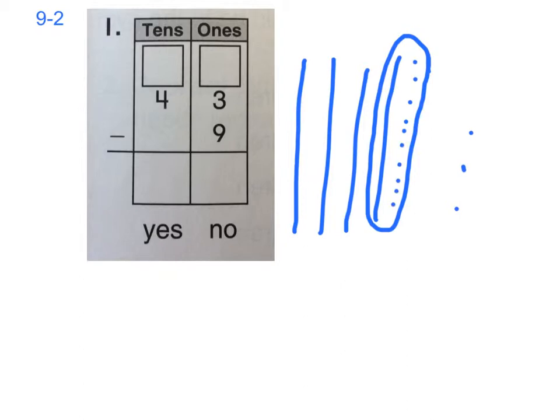Now let's look at our subtraction problem. We cannot subtract 9 from 3, so we have to regroup. Take 1 ten from the 4 and change it to a 3. Now let's subtract 9 from 13 in our drawing.